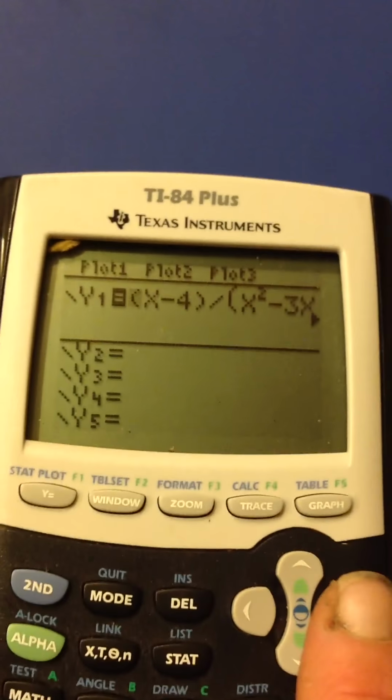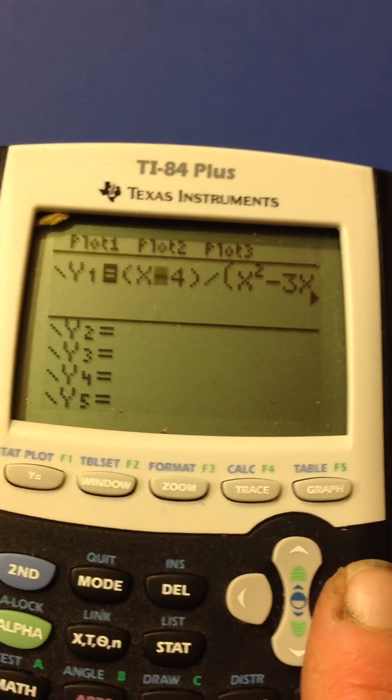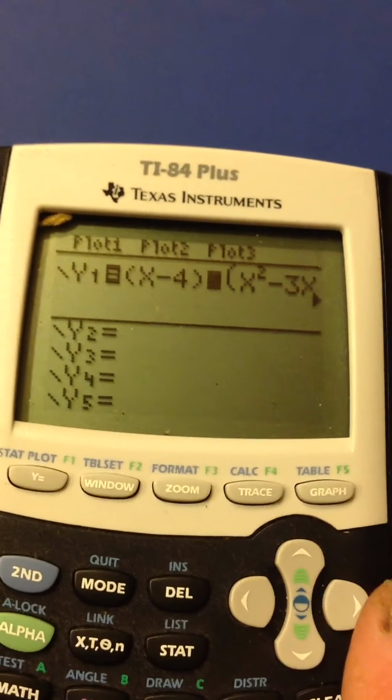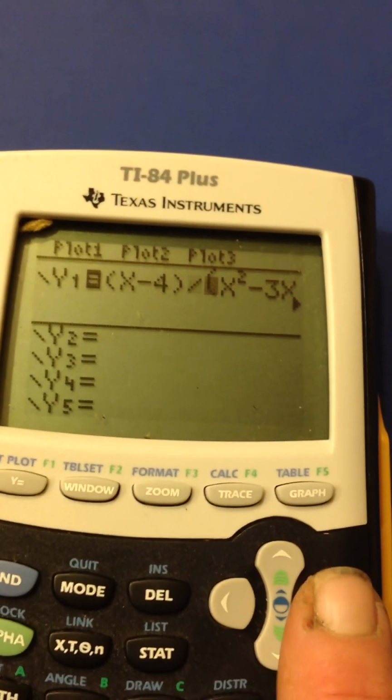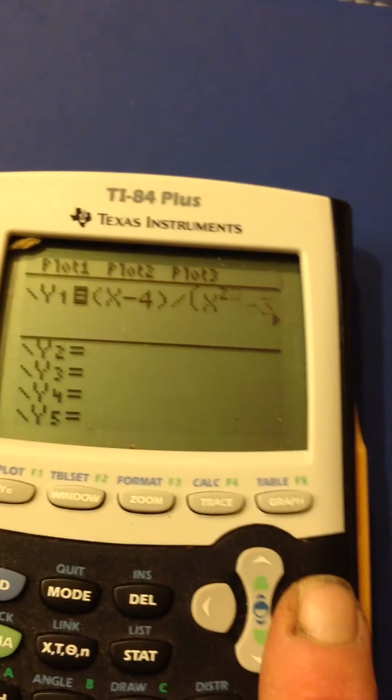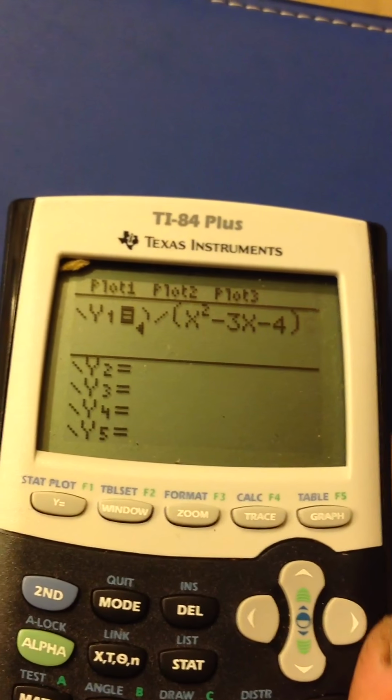Now, I guess it helps to turn on the calculator, and jackpot, here we are at y equals. I put in my function. Now it's a fraction, right? So x minus 4 is on the top, closed up with parentheses, divided by the bottom trinomial. That's x squared minus 3x minus 4.